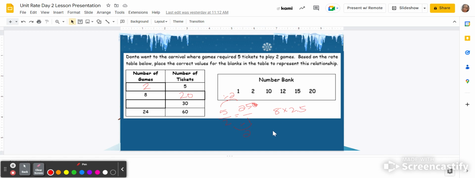Same thing goes for here. I want to find out how many games I can play for 30 tickets. If 5 tickets gives me 2 games, then 30 tickets is going to give me 12 games. So I've used 2, 12, and 20. And you can always check 5 divided by 2.5, 20 divided by 2.5.